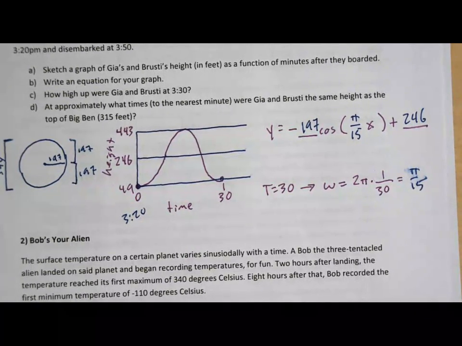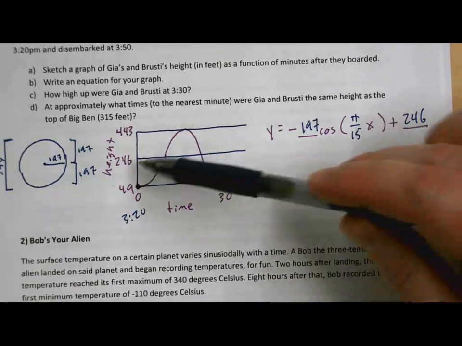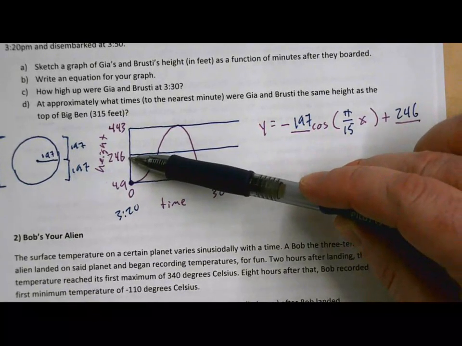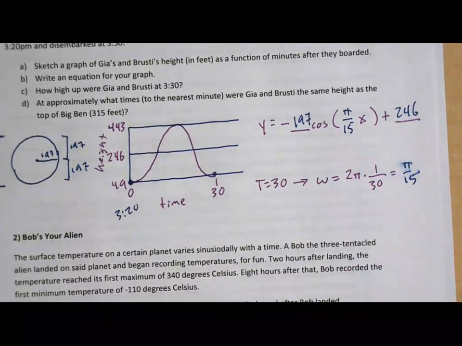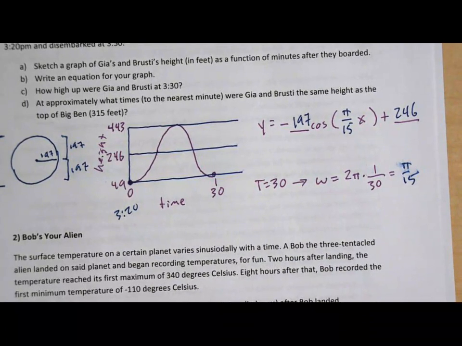So we need to answer some questions about this. Why did I put 246? Because that's where my center line is. We always shift vertically to the center line. Was it 210 instead? Did I get it wrong? Okay. All right.